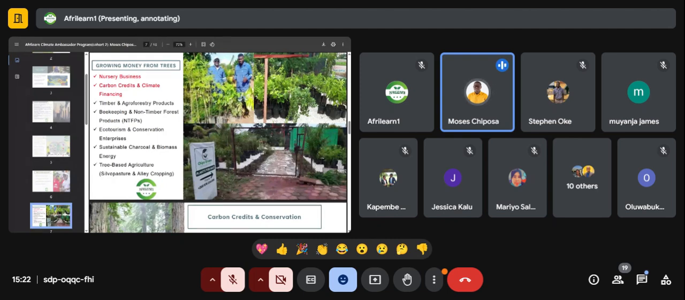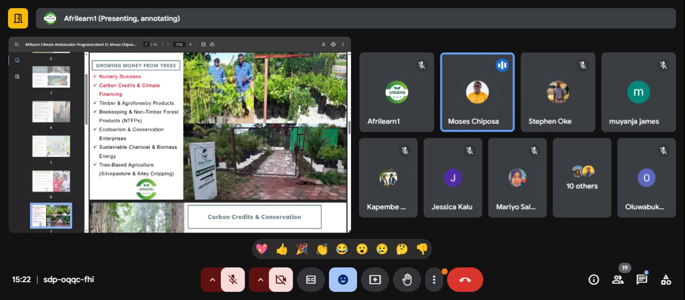And then the other way is timber and agroforestry products, growing high value timber species. Now, this is like a long-term investment. You can plant or establish a plantation of timber trees like the teak, the mahogany, the pine, the eucalyptus. Then in the next 15, 20 years, you harvest and sell for furniture and construction. Then things like agroforestry, integrating cash crops like coffee, cocoa, and fruit trees with sustainable trees. This is another way of putting money into your pocket, growing money from trees, things like beekeeping, non-timber forest products.